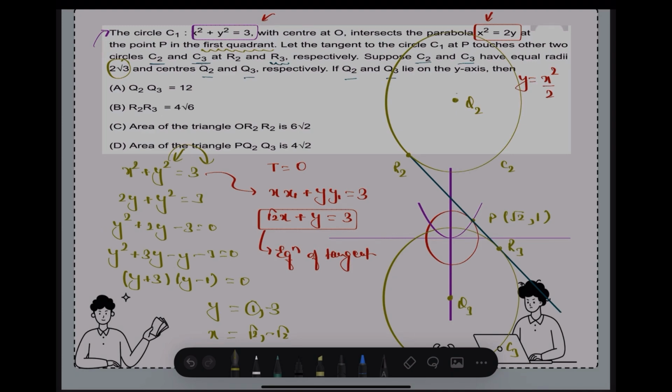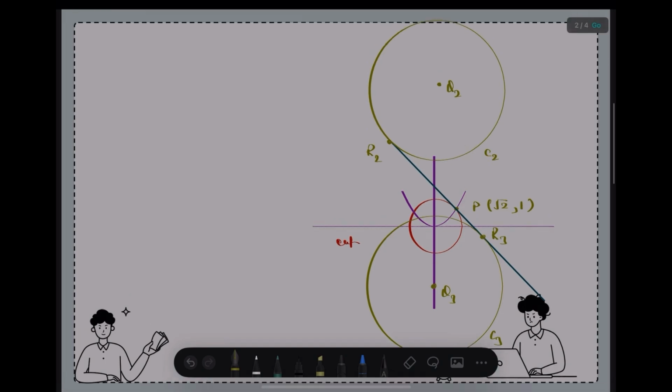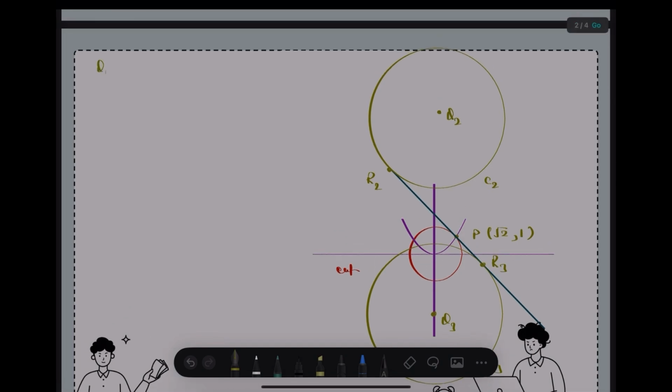Now look at this. I'm interested in finding this point. I want to find the center of the circle. Means Q2, Q3 I'm interested in. Okay, so who is this one? It is Q2 and this is R2. So I am interested in Q2 and Q3. Please, Q2, Q3.